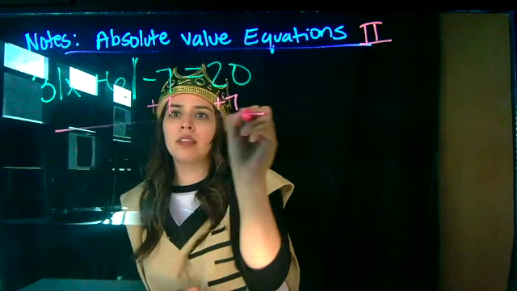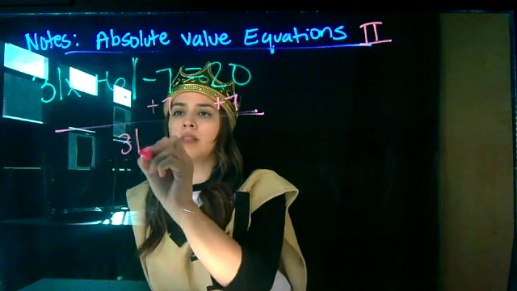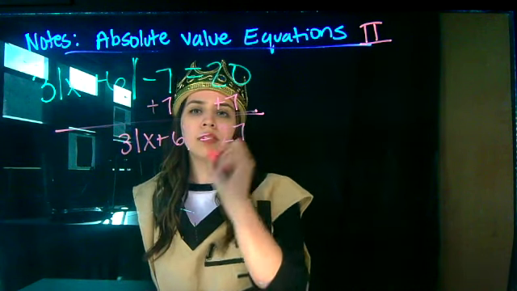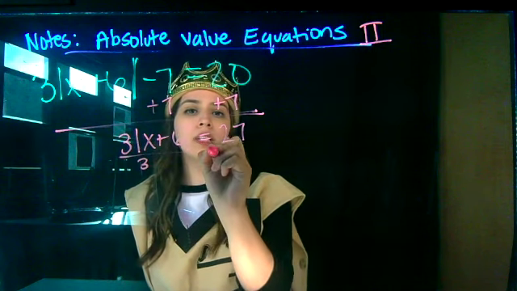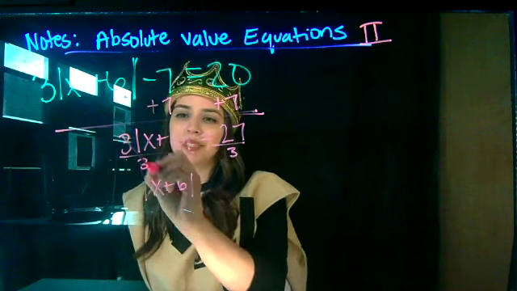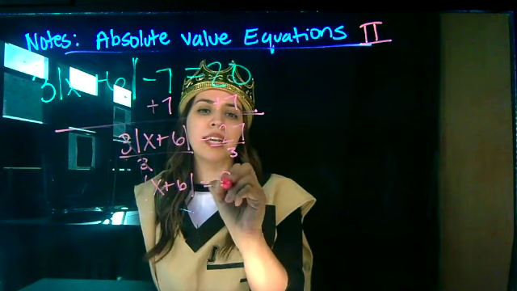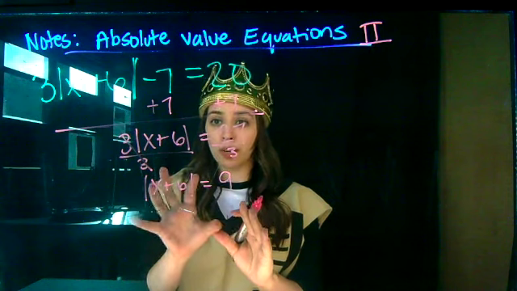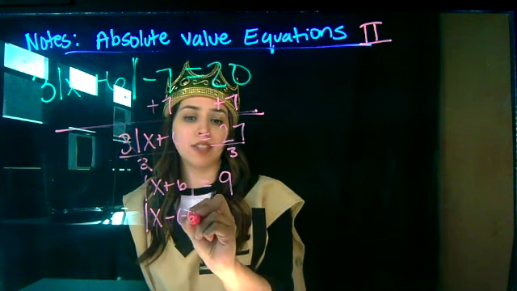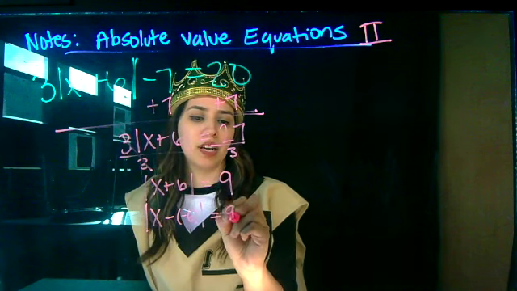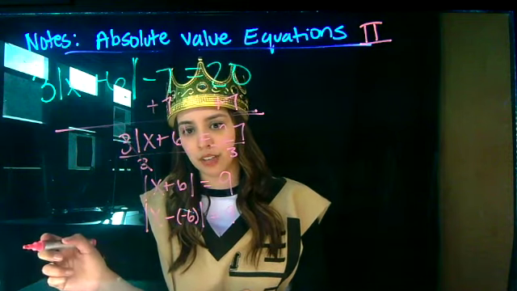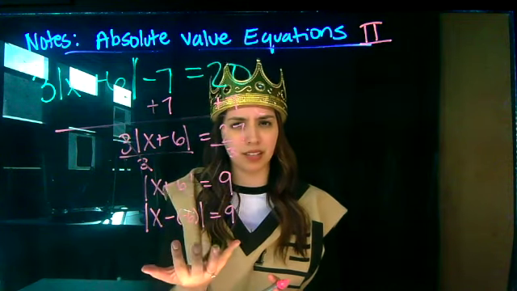And then I'm left with 3 times the absolute value of x plus 6 equals 27. Then I'm going to divide both sides by 3, and I get the absolute value of x plus 6 is 9. Now I can break this up into the general form, and I can say the equivalent of this is x minus negative 6 equals 9. I can plot negative 6 and then count 9 to the right and then count 9 to the left. But that seems a little bit too tedious now.